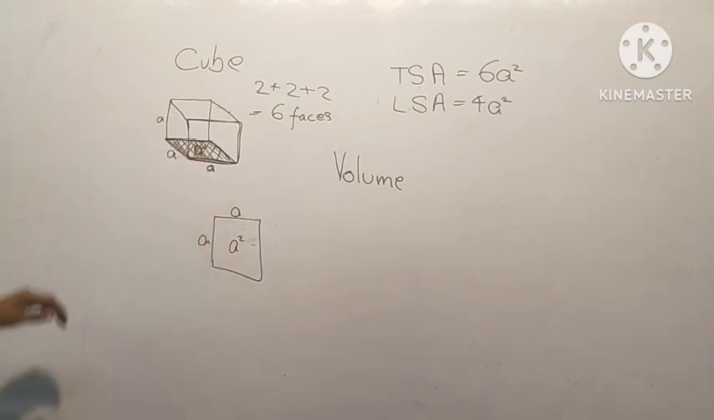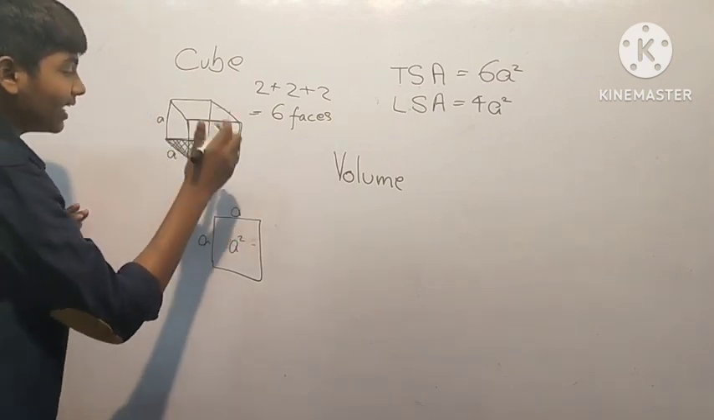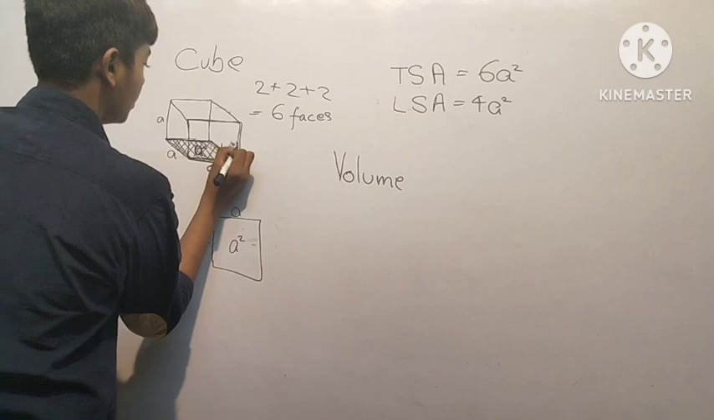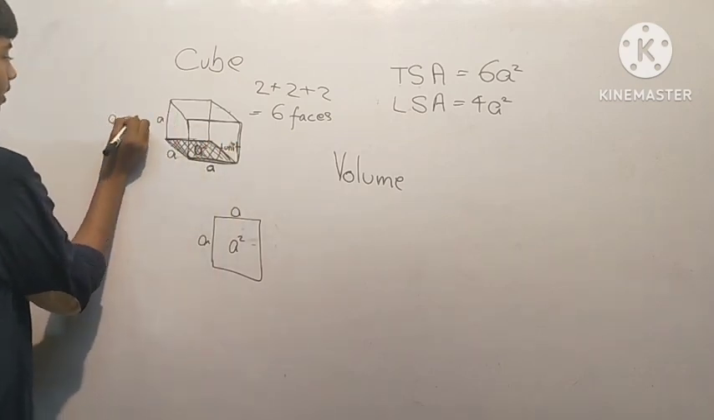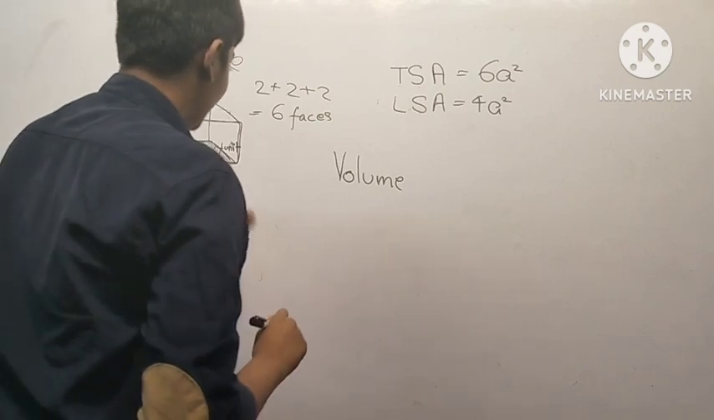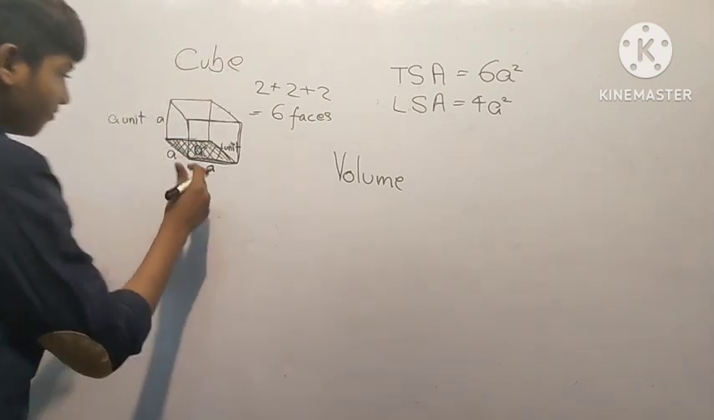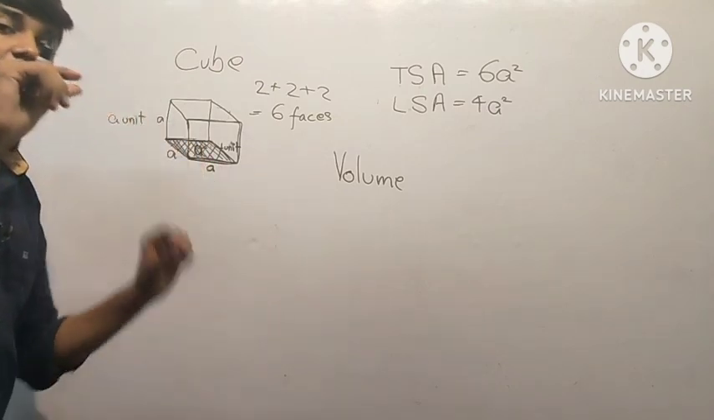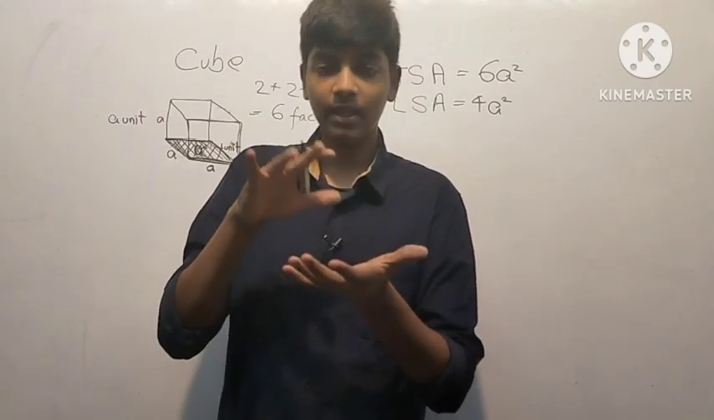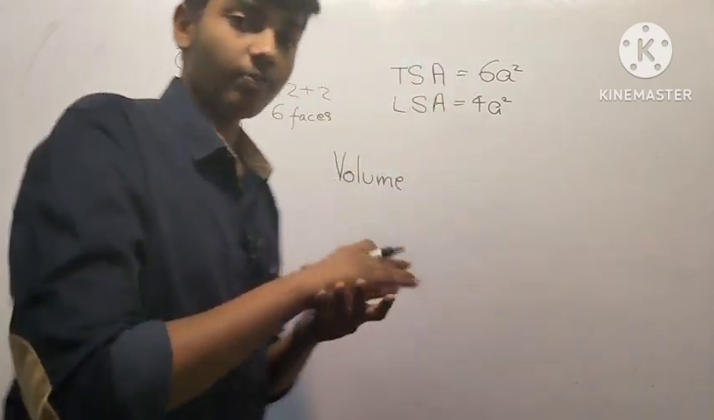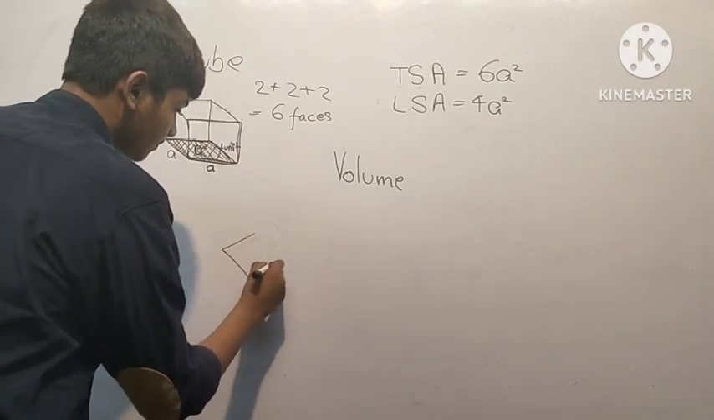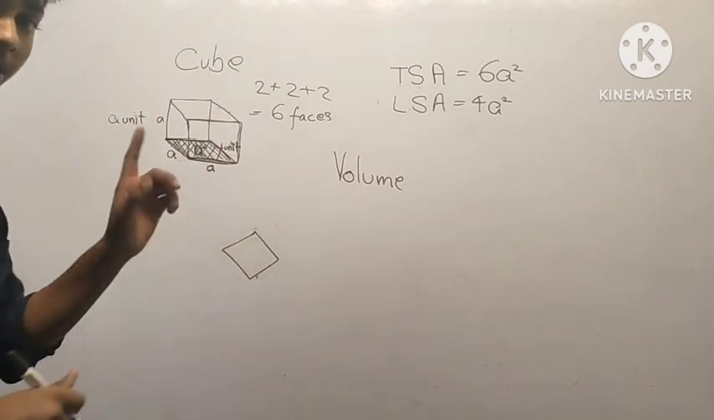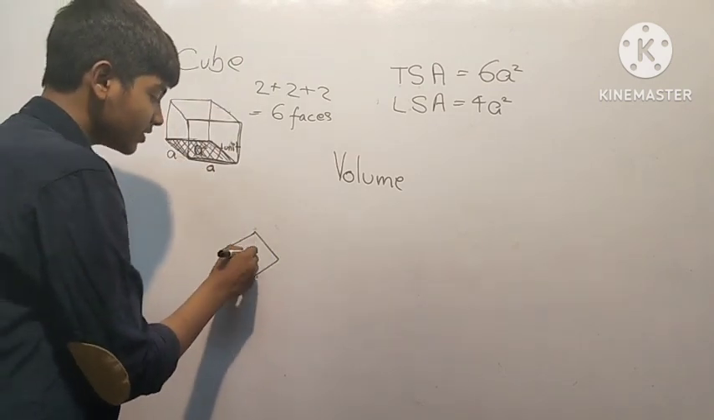Now let this be 1 unit, this be 1 unit, this is 1 unit, and this is A unit. So what we are saying is that we took the area of the bottom face. Let the bottom face thickness be 1. Take a piece of paper in the size of a square. Its thickness is 1 unit, not its side. The side remains A. That is why its area is A square.